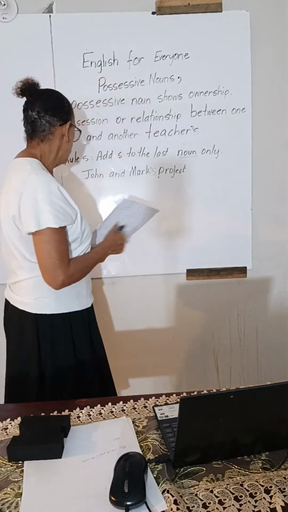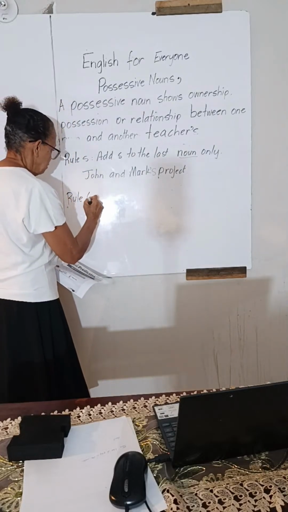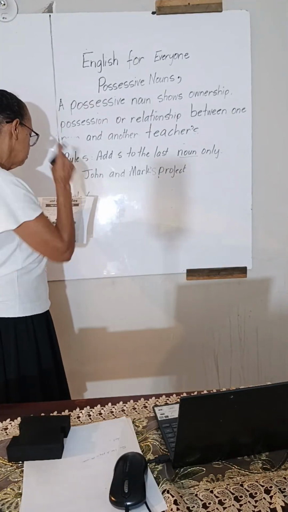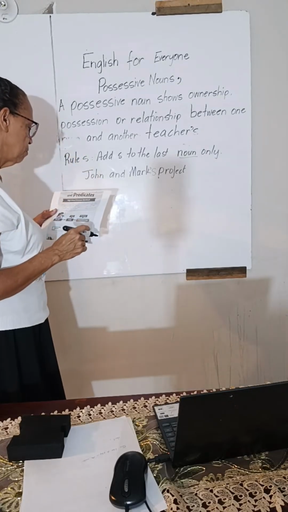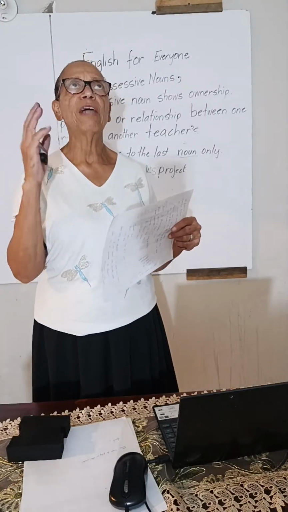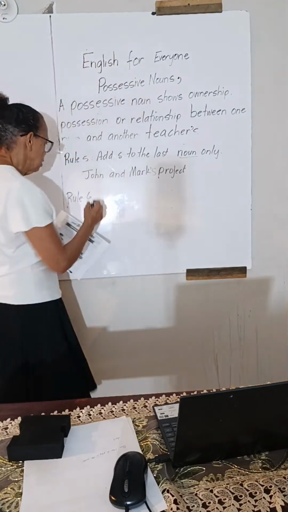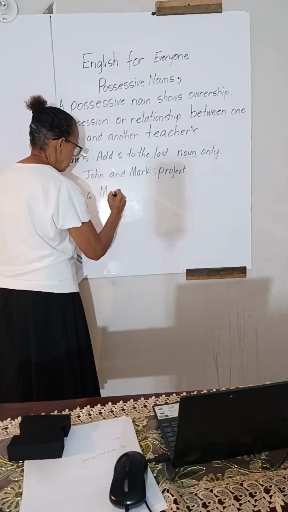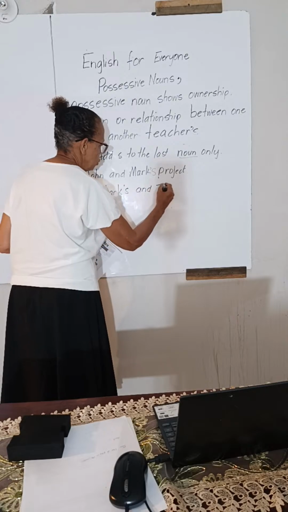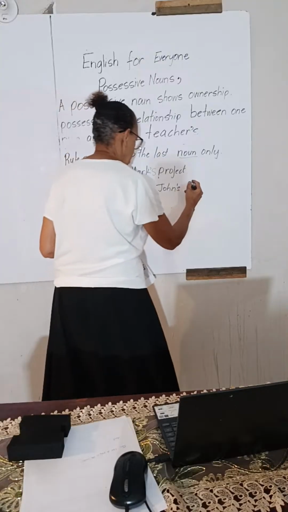All right, the last one now, rule 6. And we are on possessive nouns. Suppose you're talking about them, but the things are separate. It's separate. For example, suppose this is something looking like this. Mark and John books.